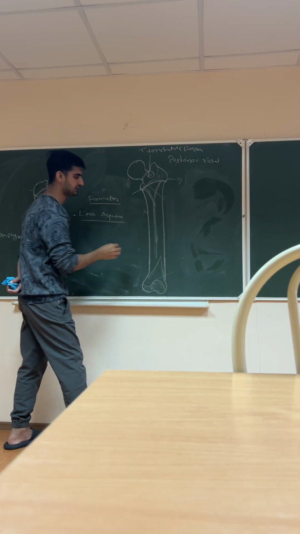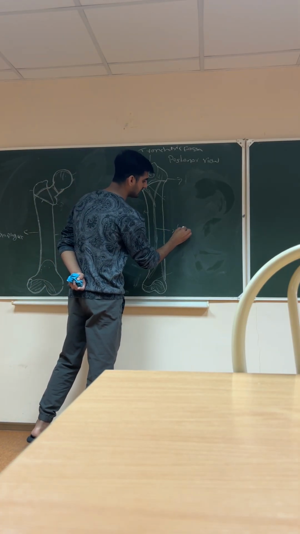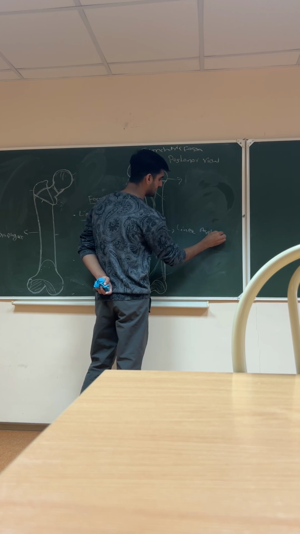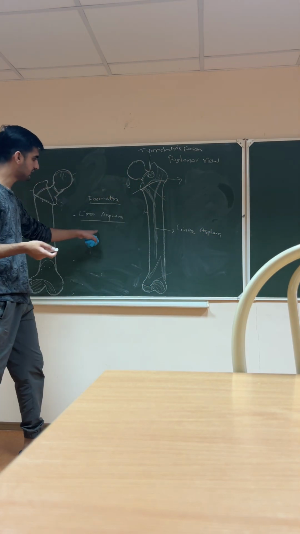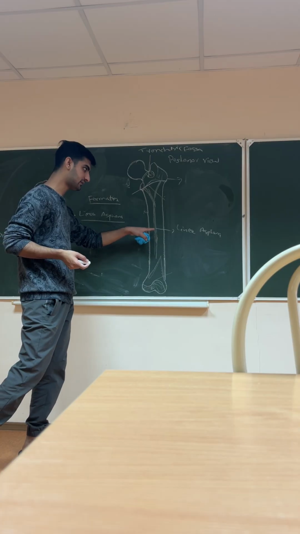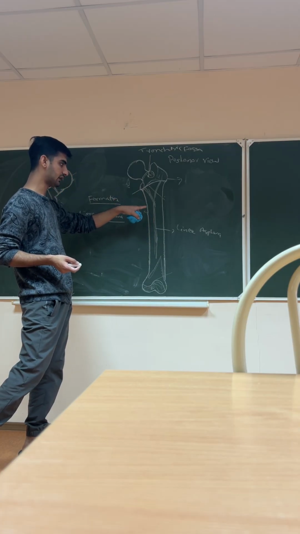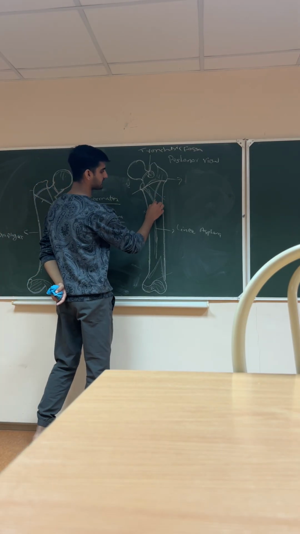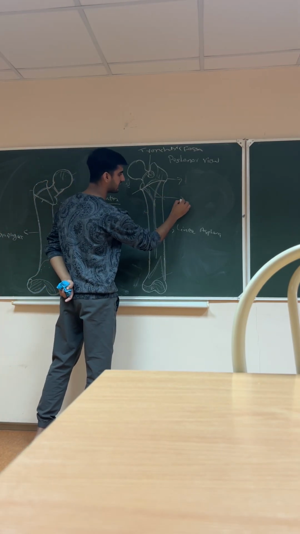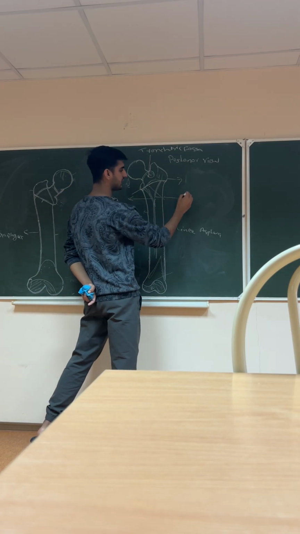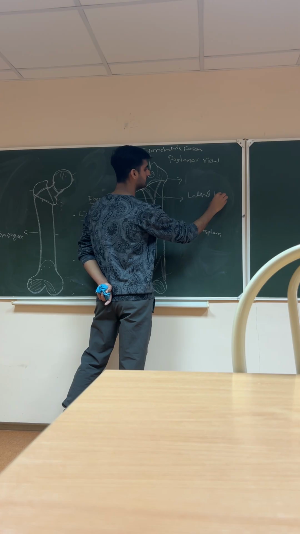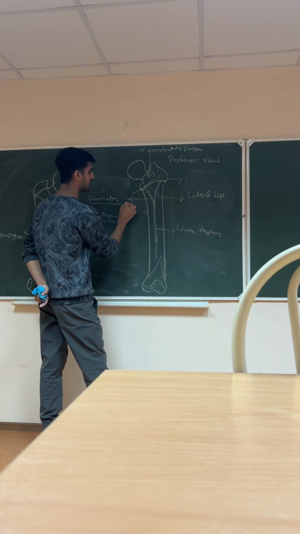The first formation is this big formation here, the linea aspera. Understand? But this linea aspera goes upward and is divided into two leaves here. This is the lateral side and this is the medial side. On the lateral side we call it the lateral lip, and on the middle side we call it the medial lip.